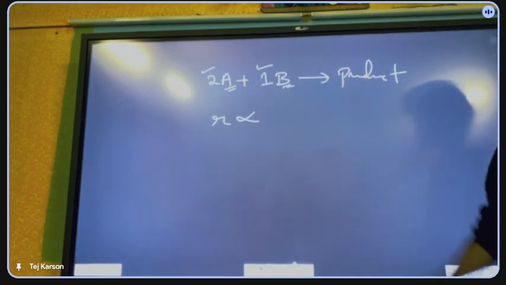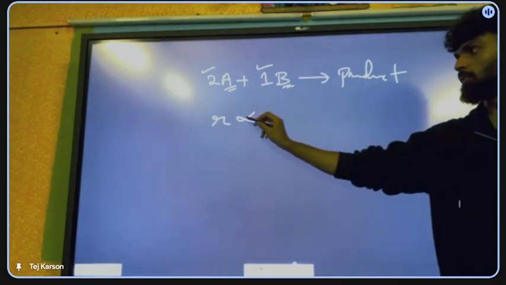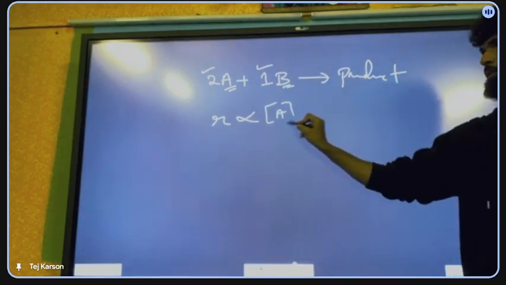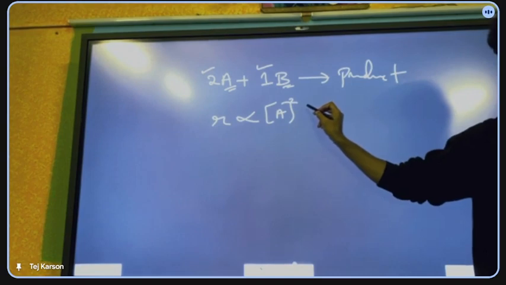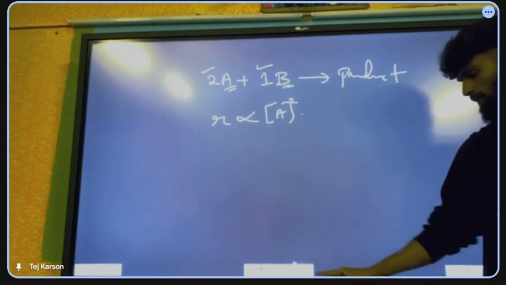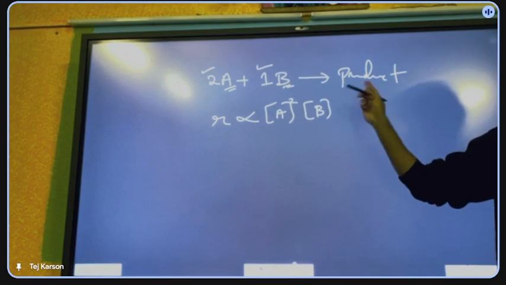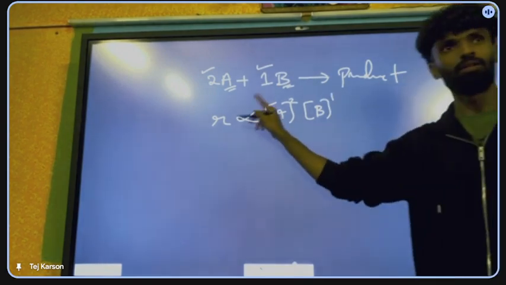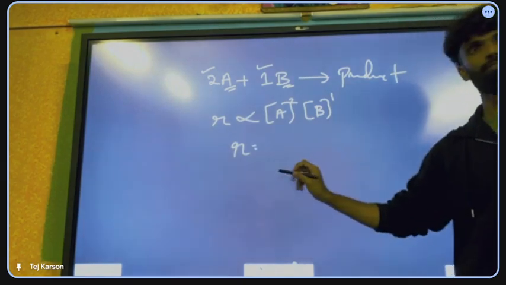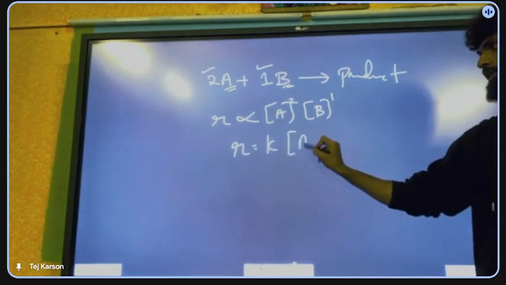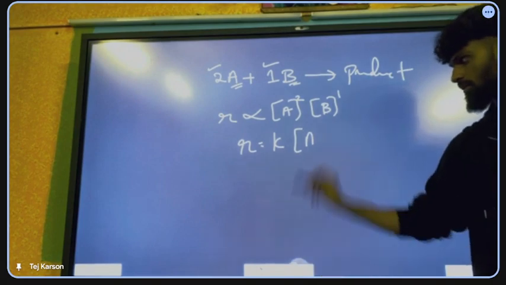Let's talk about this. How many reactants can you see? 2. What are they? A and B. Proportional to the concentration of A to the power 2. Then whatever happens, don't put the extra dot and all that. Nothing is required. Give some space. To the power B, power 1. We don't want this. So what do we do? R equals K, concentration of A square.